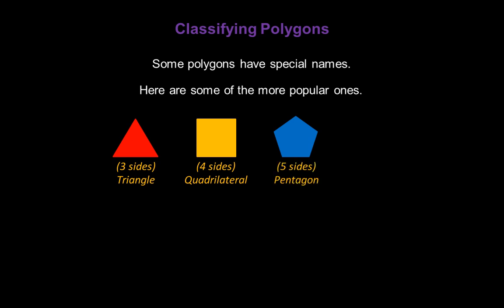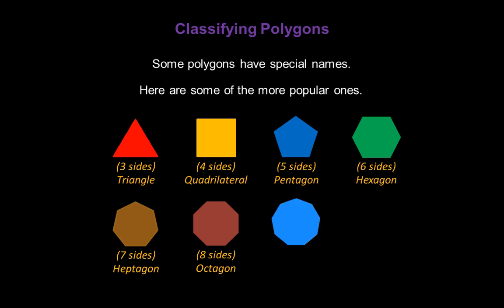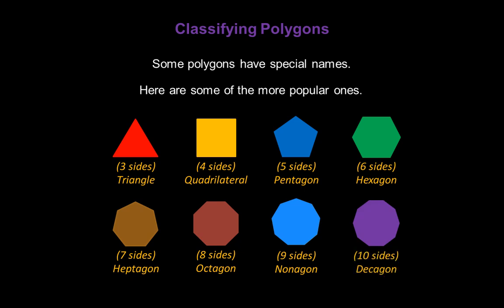Five-sided figures are called pentagons. Six-sided figures are called hexagons. Seven-sided figures are called heptagons. Eight-sided figures are called octagons. Nine-sided figures are called nonagons. And 10-sided figures are called decagons.